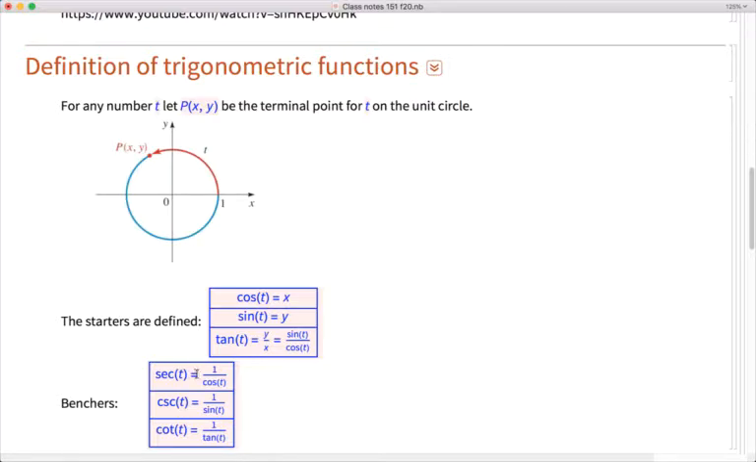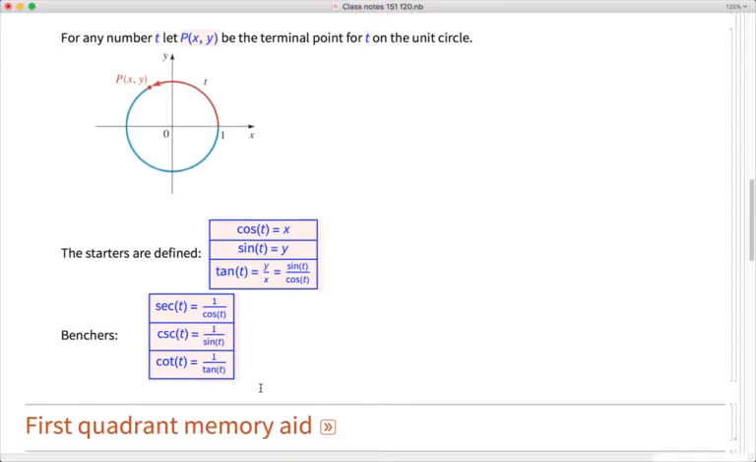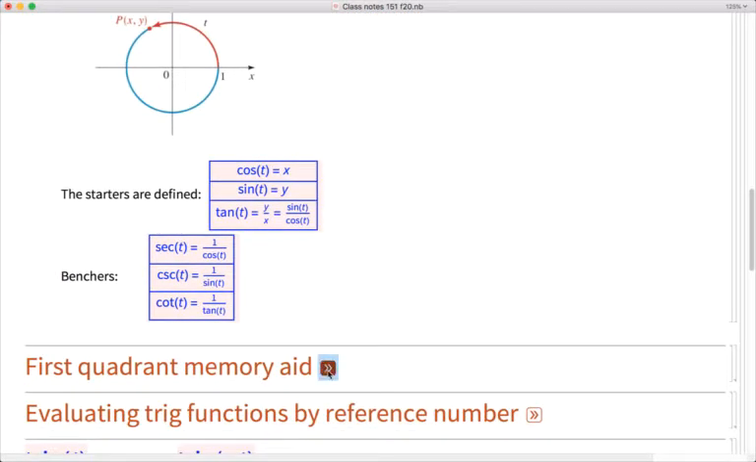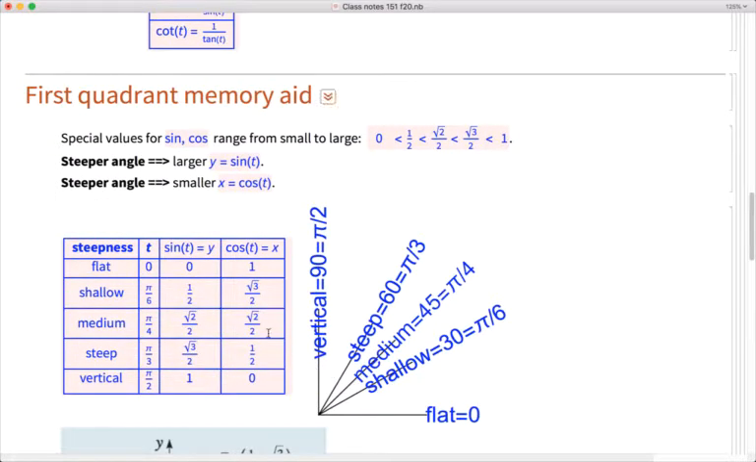The second string of trig functions here: secant, cosecant, cotangent. Again, we could define them in terms of the x and y here. We could say that secant is 1 over x, the x-coordinate of the terminal point. But I think it's better just to go ahead and define them in terms of cosine, sine, and tangent this way.